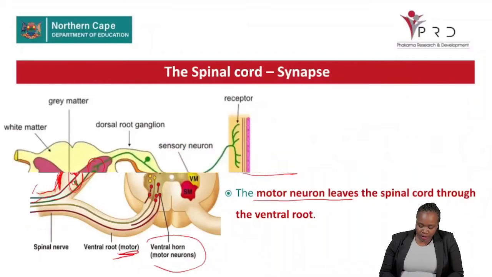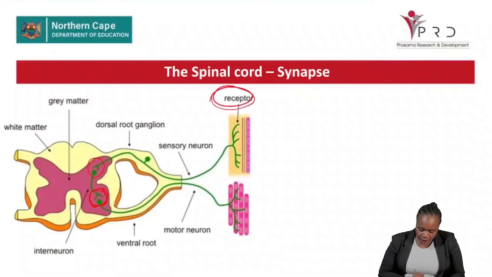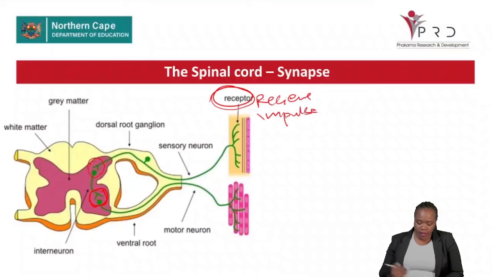If you have a look at this diagram, you would see that it is different from this one. What makes it different is the position now. You can see that now the sensory neuron is on this side and the motor neuron is on the other side. Now we can see there we have the receptor. What is the receptor going to do? It is going to receive the impulse from the external environment.